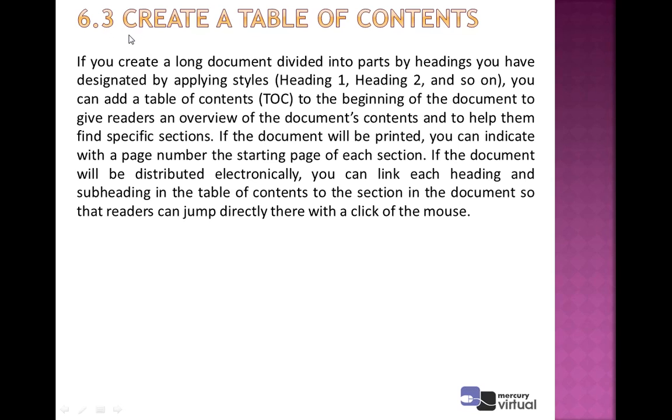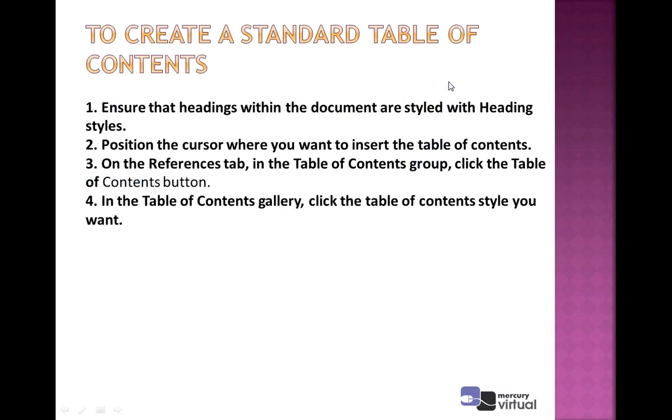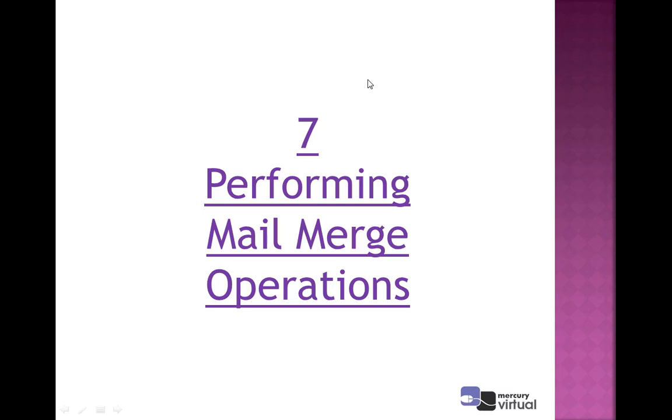And 6.3 is how to create a table of contents. This is how we can use the table of contents. And this is how to update a table of contents. Then chapter number 7 is how to perform the mail merge operations, means how to use the mail merge and modify the mail merge operations.